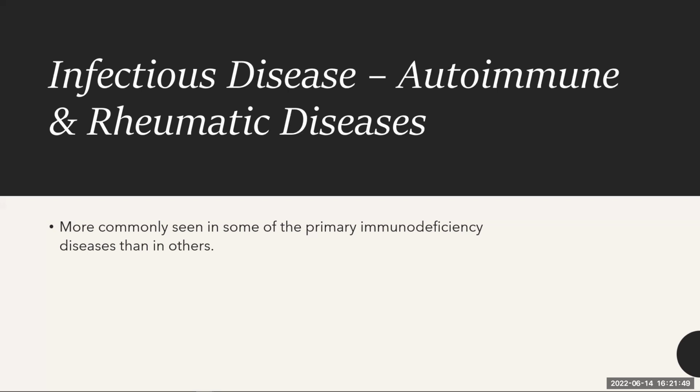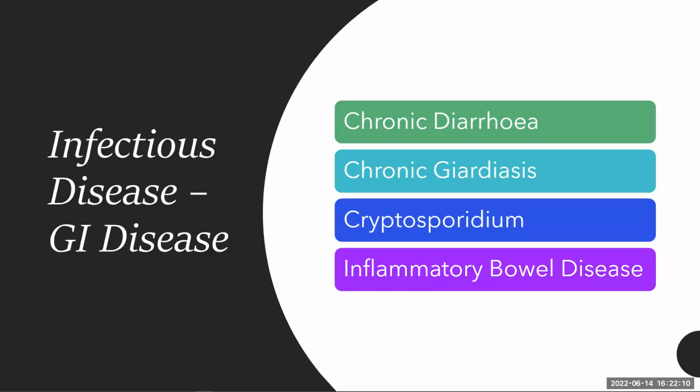They're also relatively common in selective IgA deficiency, common variable immunodeficiency, and deficiencies of the complement system. But they are relatively uncommon in X-linked gammaglobulinemia diseases. So we spoke about the infectious diseases. Let's move on now to the GI tract, those that are associated with the gastrointestinal tract.